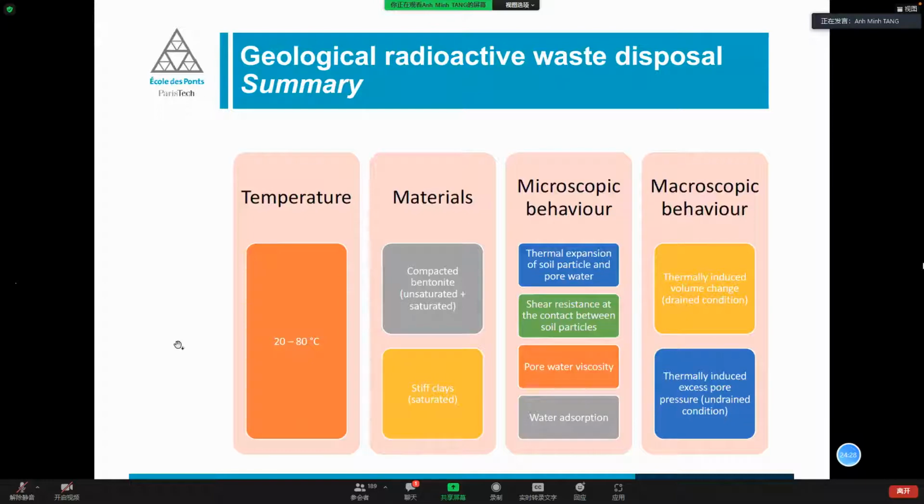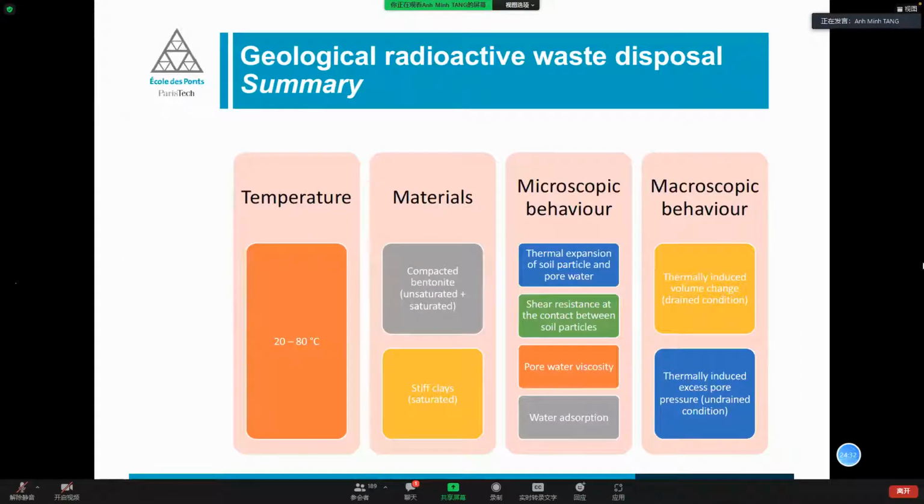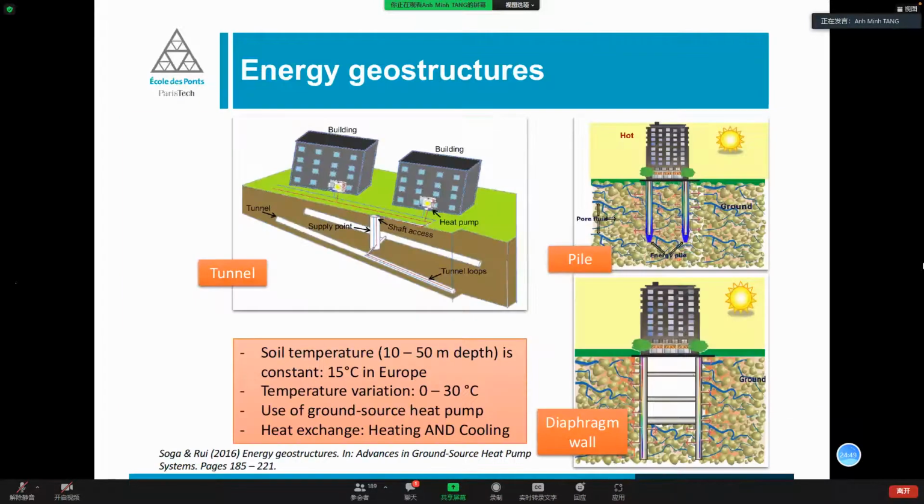So this is the first example, on geological radioactive waste disposal. I will move now to the second part, where we work on energy geostructures. For this application, the temperature varies between 0 and 30 degrees only, so it's smaller. Just some words about energy geostructures.